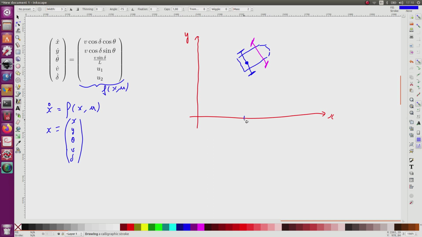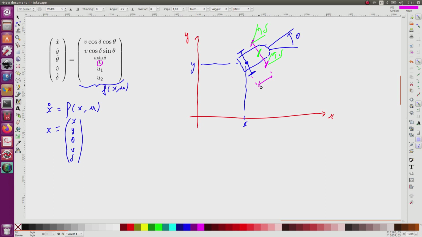Here I will have x. Here y. The angle theta. And here the angle delta. Delta is the same for the two wheels. We assume this. So it is very similar, as if I had a unique wheel like this with the same angle, and this is why sometimes we call it a tricycle model. Here I also have another parameter, L, which is the distance between the two axles.